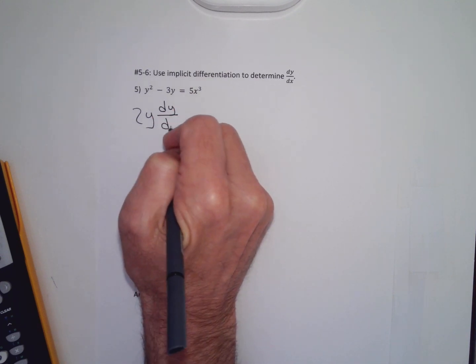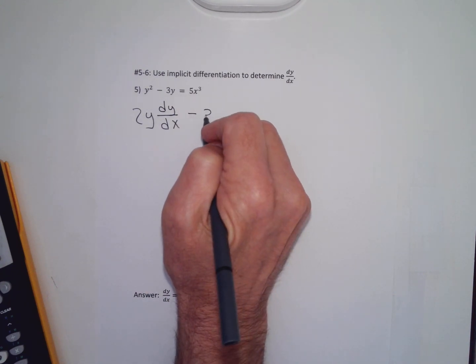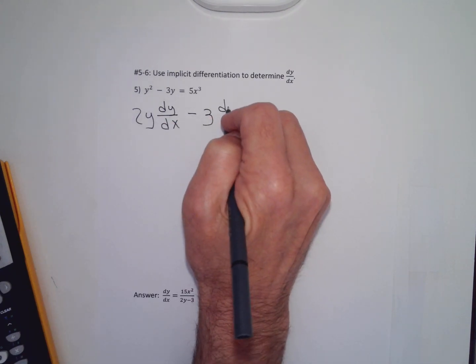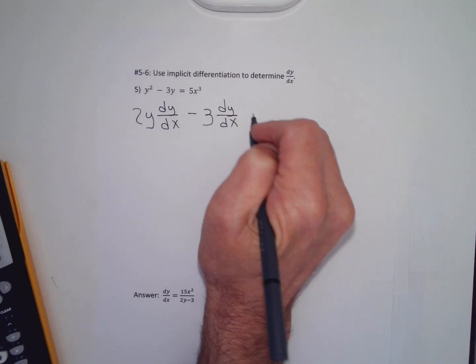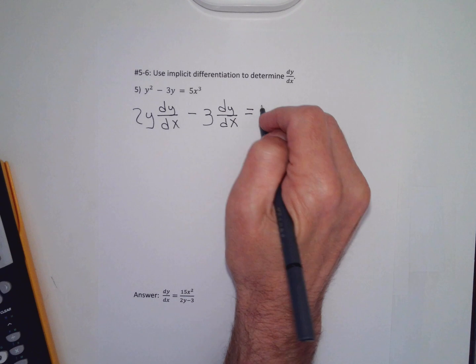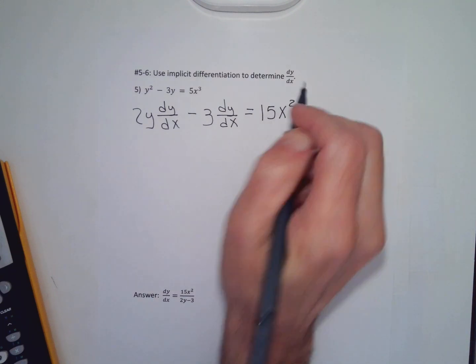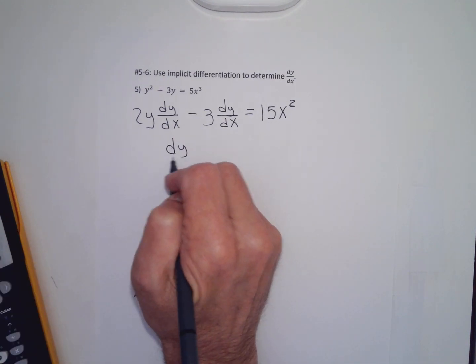The derivative of minus 3y, it's a first power term, its derivative would just be its coefficient of minus 3, but because it's a y, I tack on a dy dx. And to the right-hand side, because I'm taking the derivative of x and that variable is x, I don't need a d on the right-hand side. This is just going to be 15x squared. Now I'm going to factor out the common factor of dy dx.